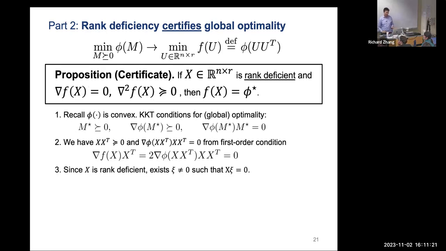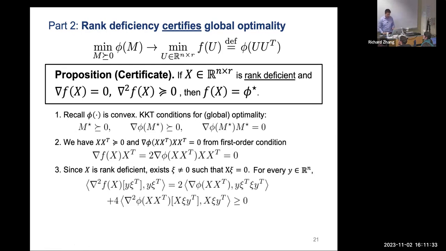The third step is, now you need rank deficiency. If X is rank deficient, what does it mean? It means there exists a null vector Z, so you can multiply by X and get 0. Then you give me any vector Y in R^n, and I form this matrix Y Z transpose and apply it to the Hessian for this F.